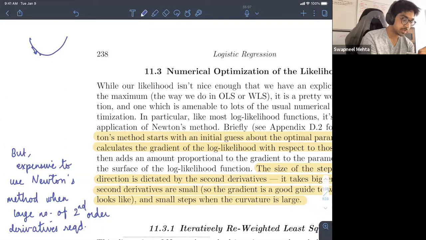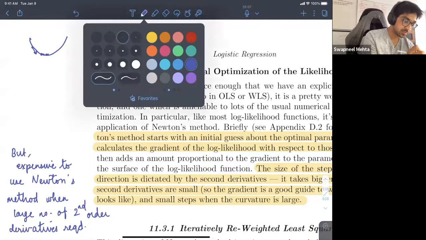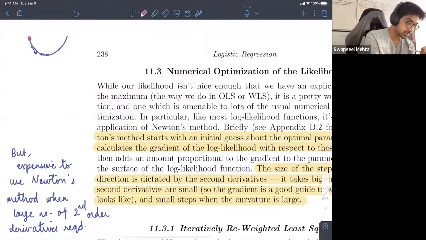Now what Newton's method does is, instead of just the gradient, I also want to know how fast the gradient is changing. So if my gradient changes very slowly, I'm probably somewhere here, so I want to take small steps. Whereas if my gradient is changing very fast, then I'm probably somewhere here, and I want to take large steps to get to this place where my gradient changes very slowly.